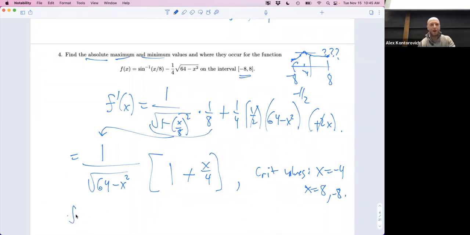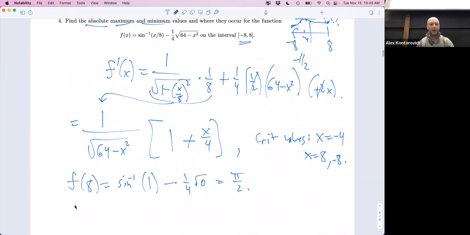Okay, so what is f of 8? All right, I got inverse sine of 1 by the looks of it, minus a quarter times 0, times square root of 0. Inverse sine of 1, I know that. What has sine 1? Sine is equal to 1 at pi over 2. So this is pi over 2. Okay, not so bad. F of -8 is inverse sine of -8 over 8, which is -1. Again, at -8, I get a 0 here.